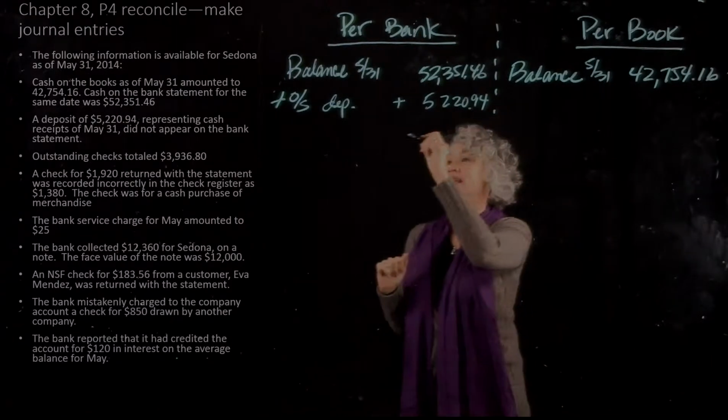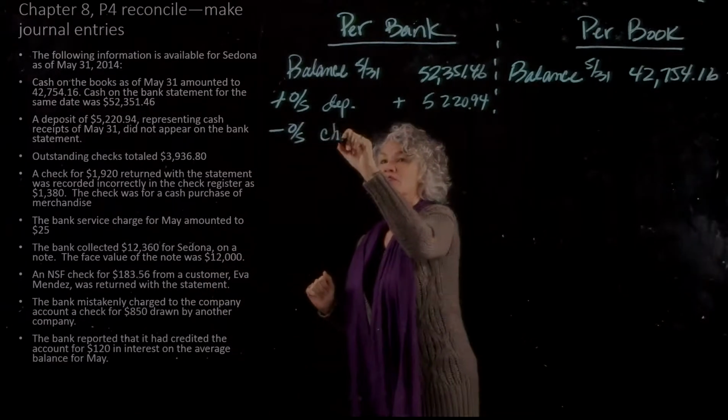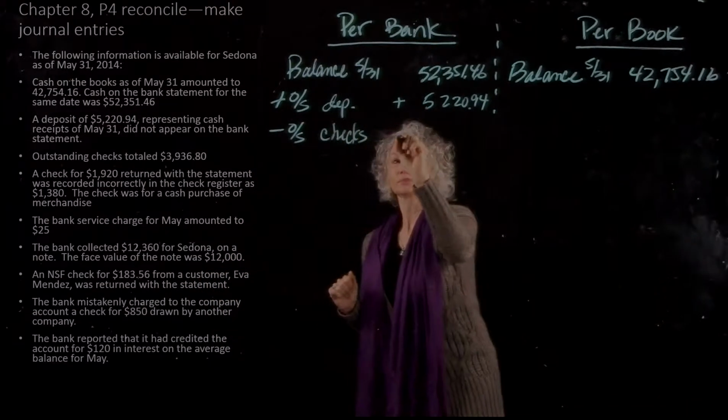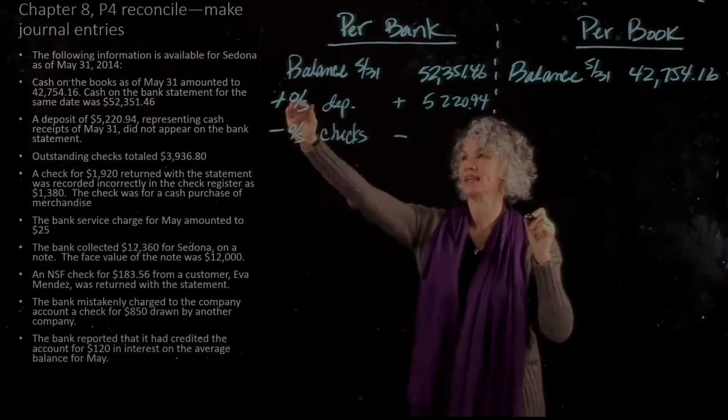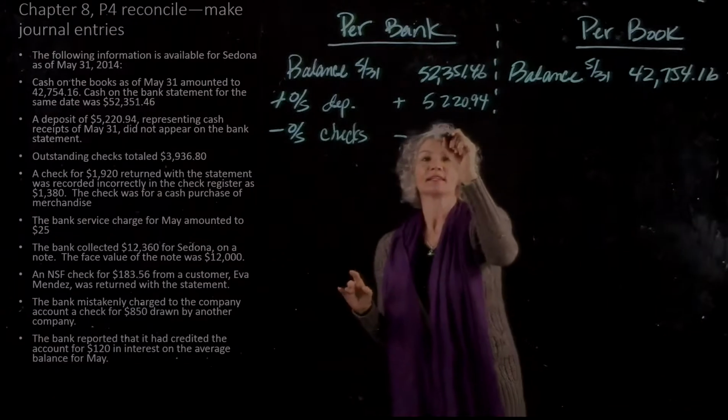Okay, so we need to subtract outstanding checks. So I'm emphasizing what we're adding and what we're subtracting here. And it was $39,36.80.